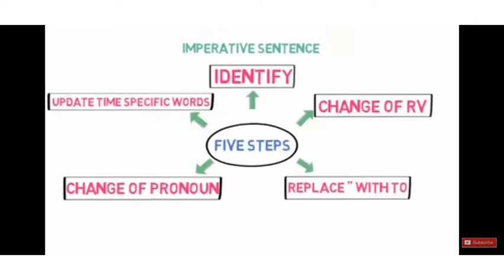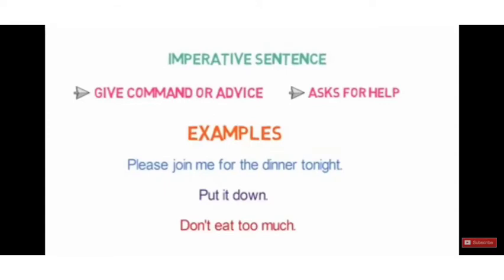Students, let us see what an imperative sentence is. An imperative sentence is used to give a command or advice or ask for help. Ask for help, which means request. Now we see some examples. Please join me for dinner tonight. Put it down. Don't eat too much. These are examples of imperative sentences.